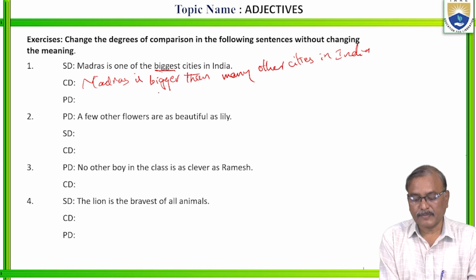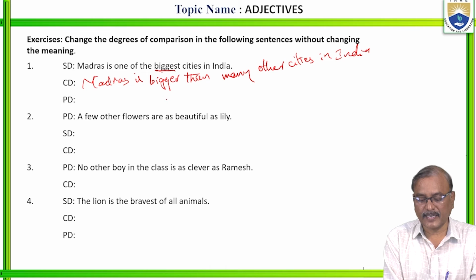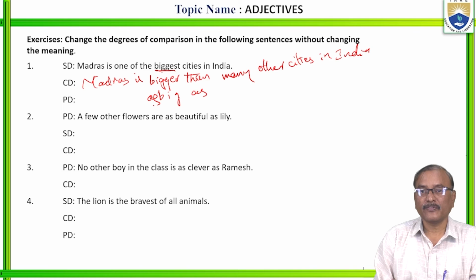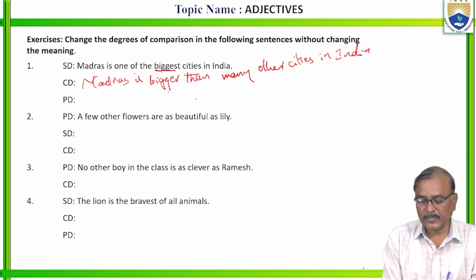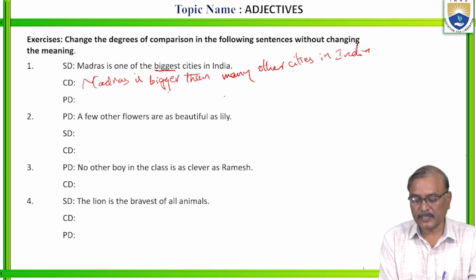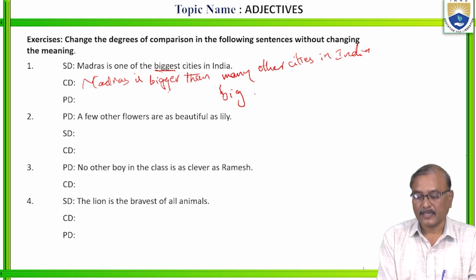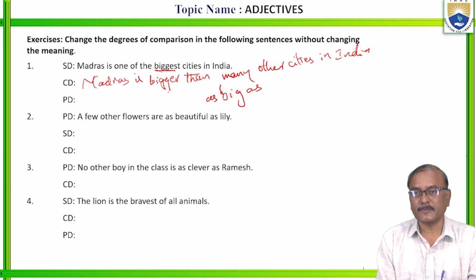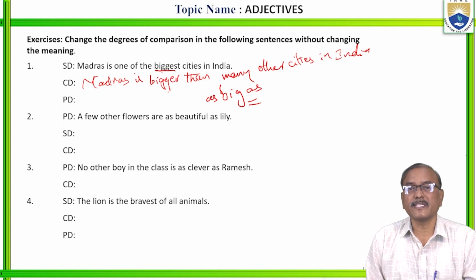Then to make it a positive degree, first write big, like this. When you are asked to change it into positive degree, immediately you have to take the positive form, big. Big is the positive form. Okay? Is it clear? So, on both sides keep as big as. As big as means equal.